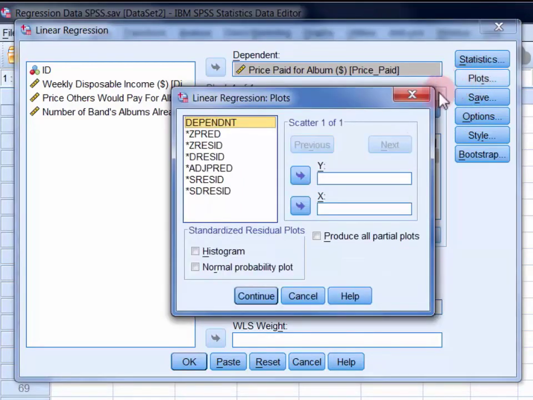In Plots, select Standardized Residuals and move it into the Y field, and then select Standardized Predicted Values and move it into the X field, and then also select Histogram and Normal Probability Plot, and then click Continue.